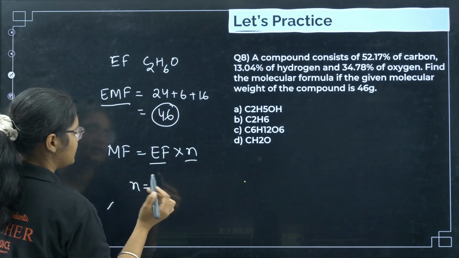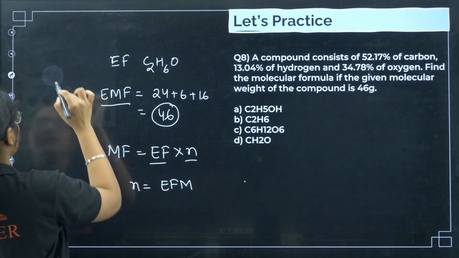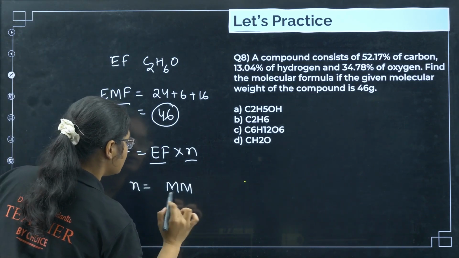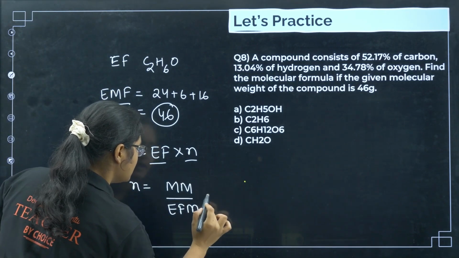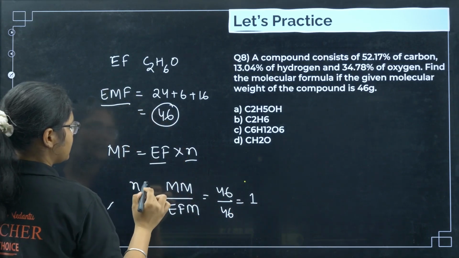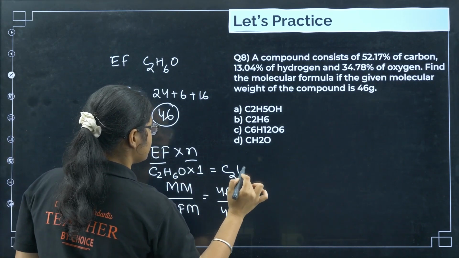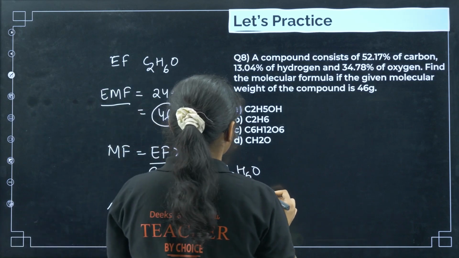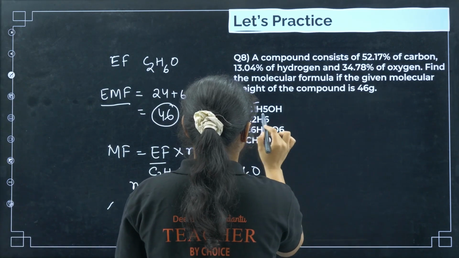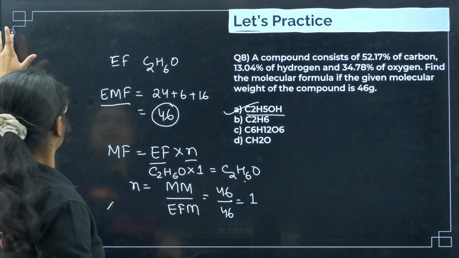And how to find N? N is nothing but molecular mass divided by empirical formula mass. Now molecular mass is 46, empirical mass is also 46, so N value is 1. So I can get C2H6O into 1, that is C2H6O. So here this option is correct, C2H6O. You can see how it is written, C2H6 and O, that is option number A.